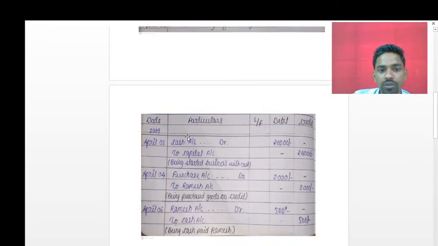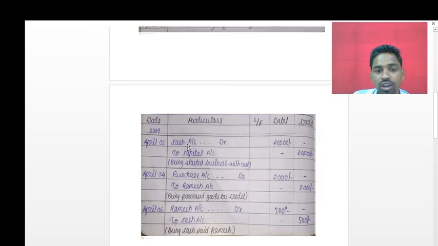Shankar invested money in the business, so it means cash comes into the business. Cash, an asset, comes in, so it is a debit. Cash account debit, the amount is 20,000, we write in the debit column and make a dash in the credit column. To capital account credit rupees 20,000. And this is nothing but the narration: being started business with cash.